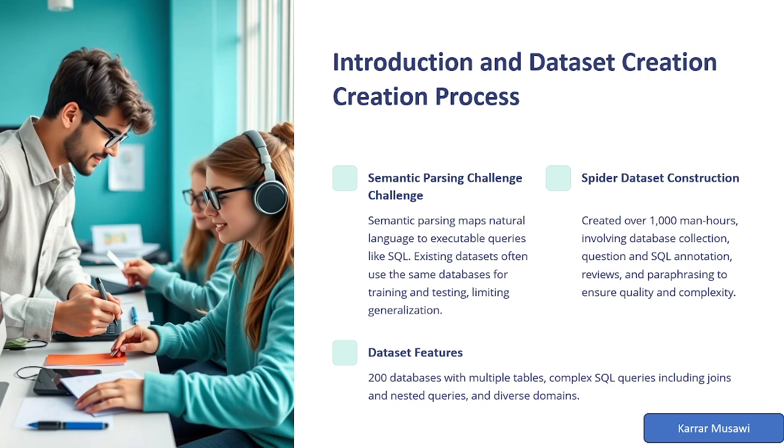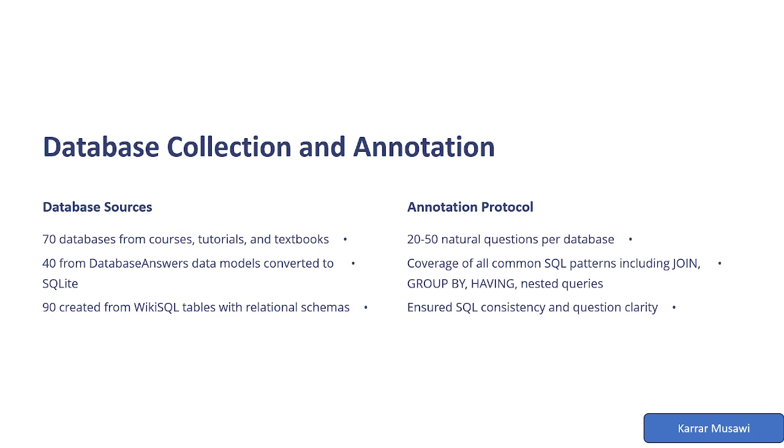quality and complexity. The dataset features 200 databases with multiple tables and complex SQL queries, including joins and nested queries involving diverse domains. Database collection and annotation. Database sources. 70 databases from courses, tutorials and textbooks. 40 from DataAnswer and models converted to SQLite. 19 created from WikiSQL tables with the relational schema.